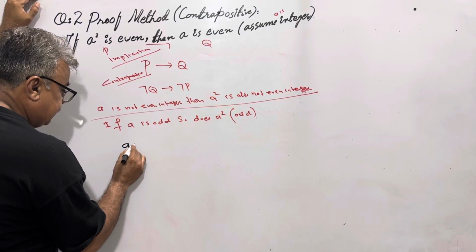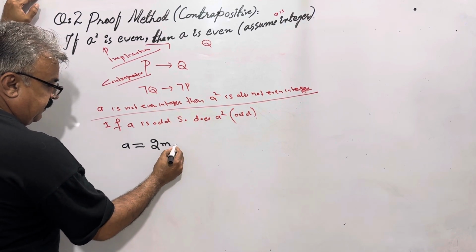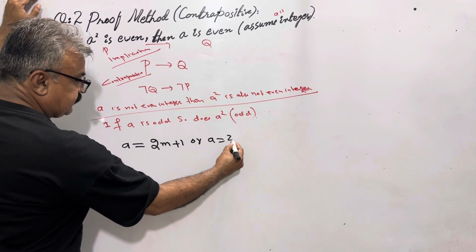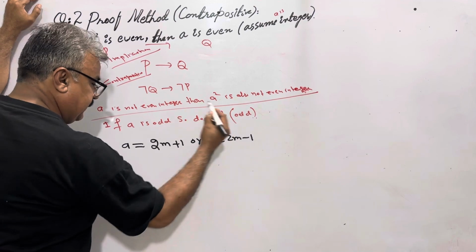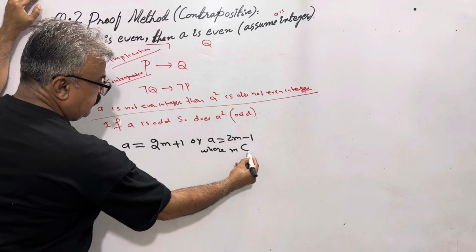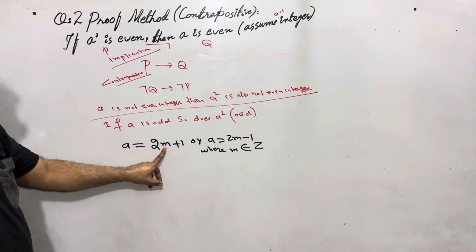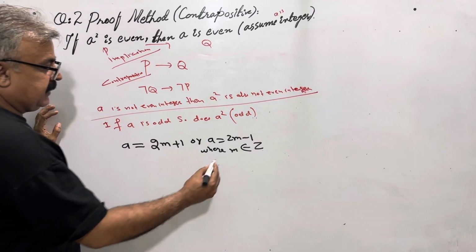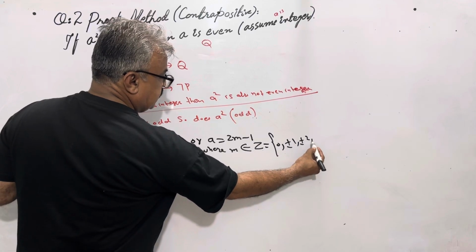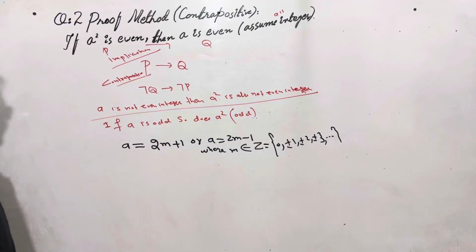A can be written as 2 times any number plus 1, or a can be written as 2 times any integer minus 1, where m belongs to Z, the set of integers. Whatever the value of m from integers, integers run as 0, plus minus 1, plus minus 2, plus minus 3, the three dots show the continuity, the standard one.